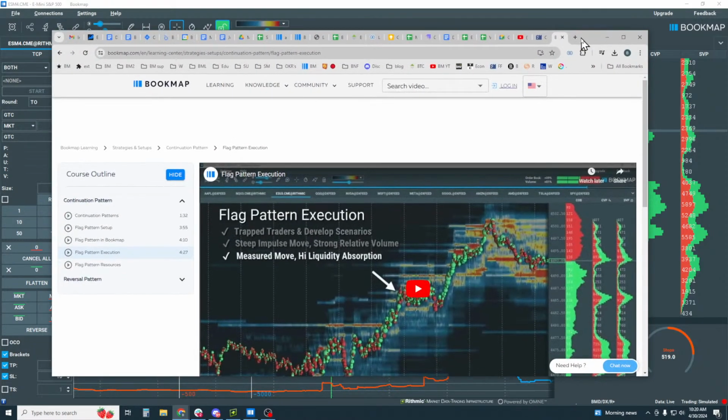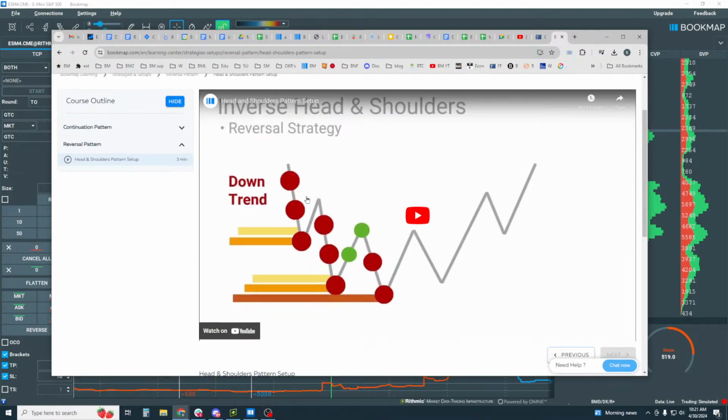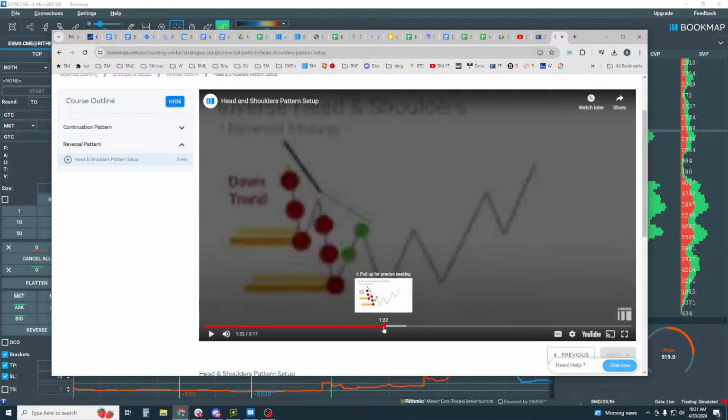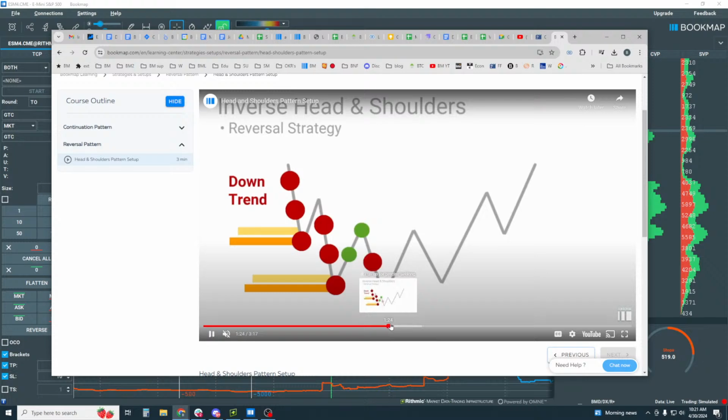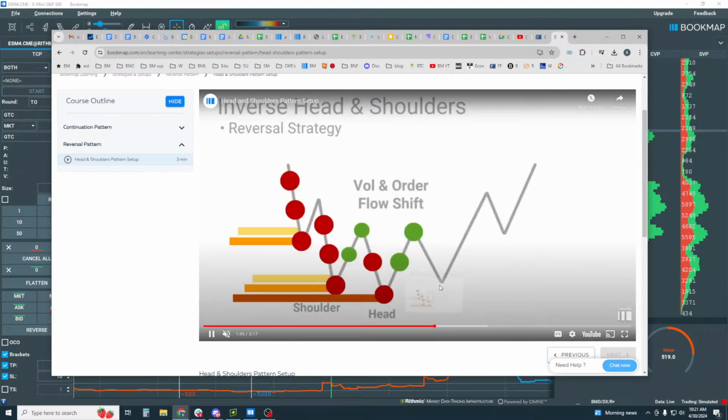We also have a reversal pattern here with the head and shoulders and inverse head and shoulders. Don't worry about the name of the pattern and the setup and all that kind of stuff. It's all about the context of the buyers and sellers and the order flow in here. That's going to give us the insight. So for example, in this setup, we see a transition. I keep mentioning this transition again and again: a shift in the volume and the order flow.